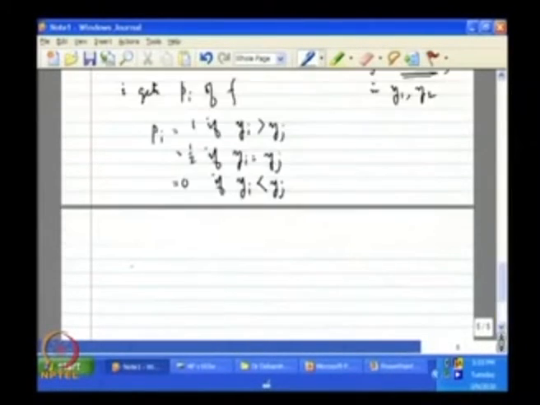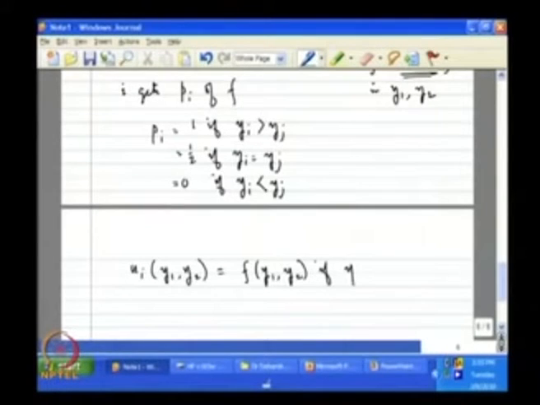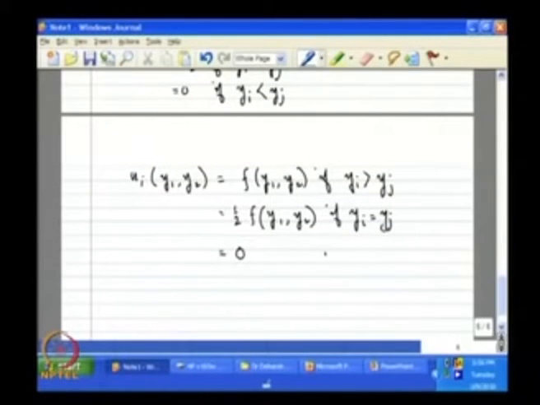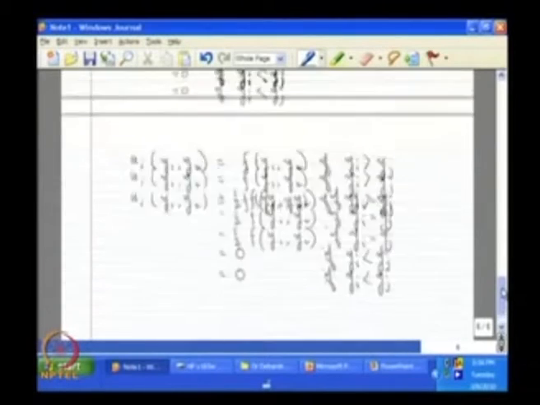So, in other words, ui is equal to f of y1, y2 times Pi. So, this is how it looks like.